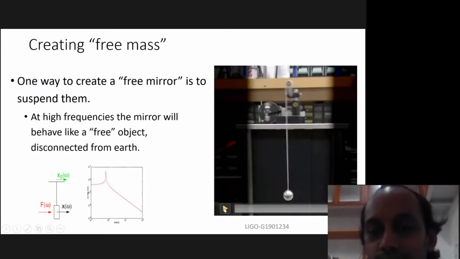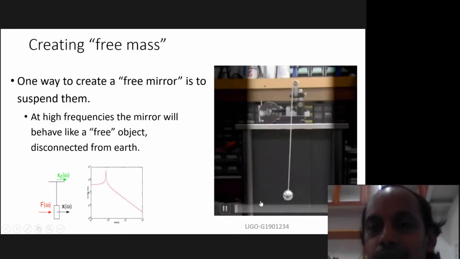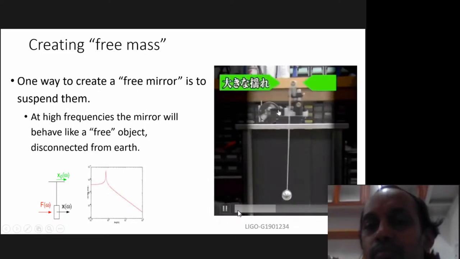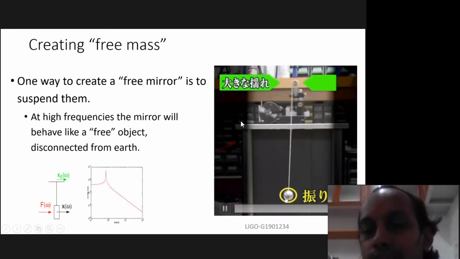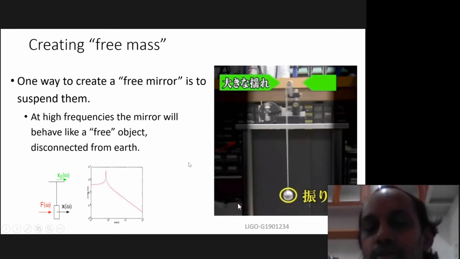So here is a video. Let me play this video. So here you can see that the bob is at the bottom. It is suspended. So we are moving the top part of the suspended object. Even though it is moving very much, the object at the bottom is not moving. So this is a passive property of a suspension.